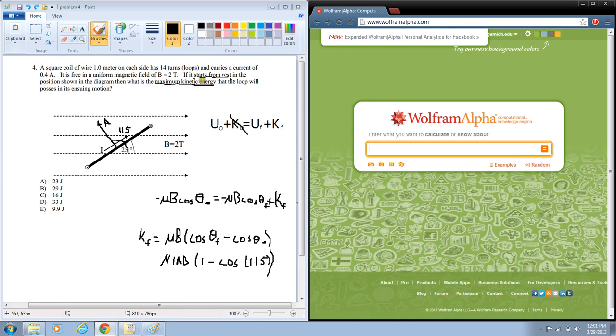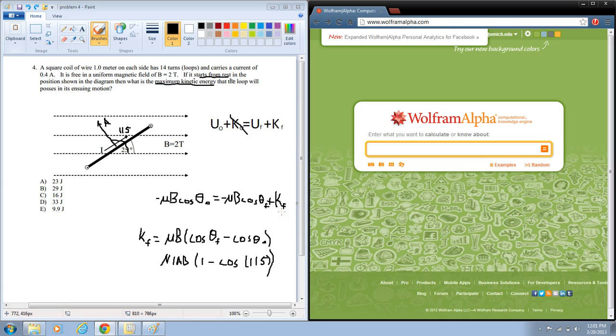Now, with these terms that we've seen in the question, we can determine that we're just going to use the conservation of energy equation shown here. Considering it says it starts from rest, we can determine that our kinetic energy initial is going to equal 0. Then, using equations given to us, the potential energy initial is going to be negative mu B cosine of theta initial. This is then equal to the potential energy final plus the kinetic energy final, which is negative mu B cosine theta final plus kinetic energy final.